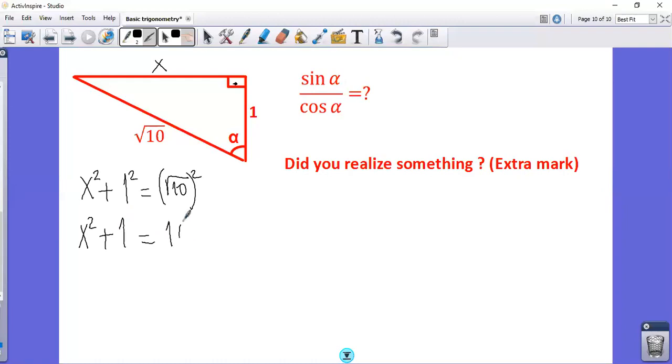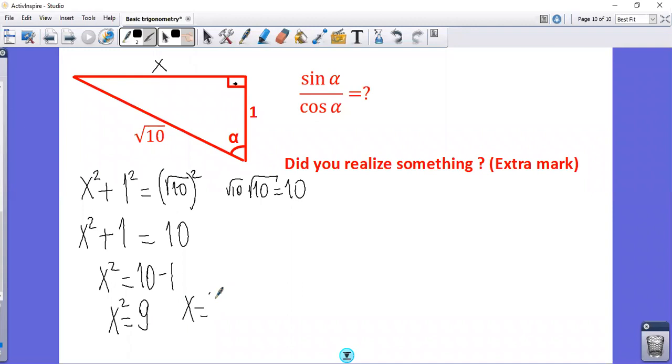which is 10. Root 10 times root 10 is equal to 10. So x squared is equal to, you can take plus 1 to the right, it will be minus 1, 10 minus 1. X squared is equal to 9, x is equal to 3. So now we can erase this x and write 3 here.